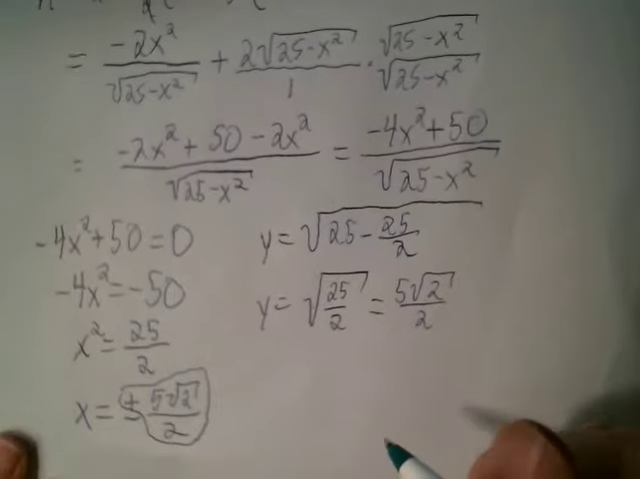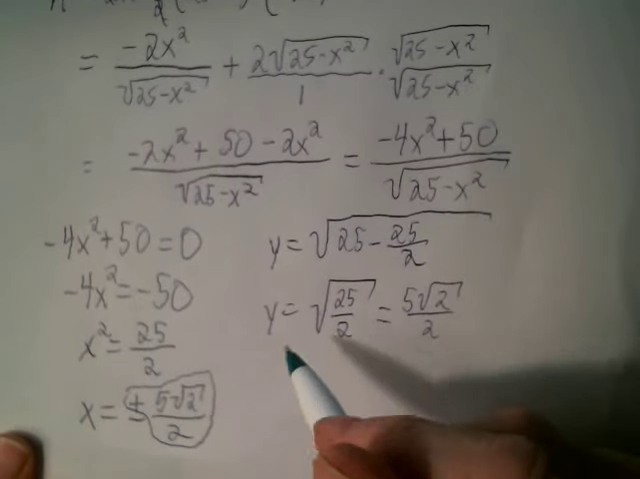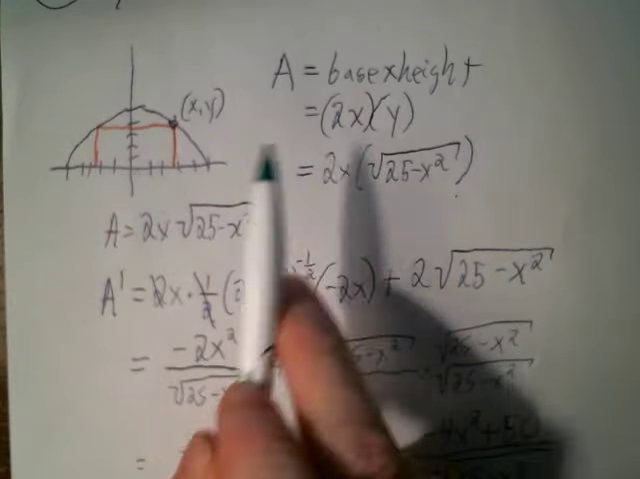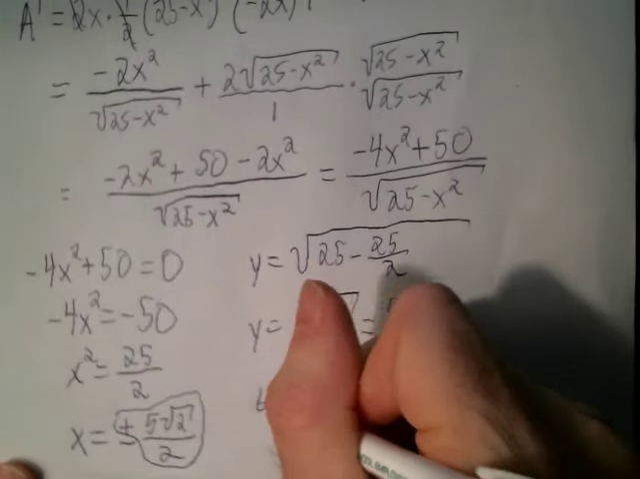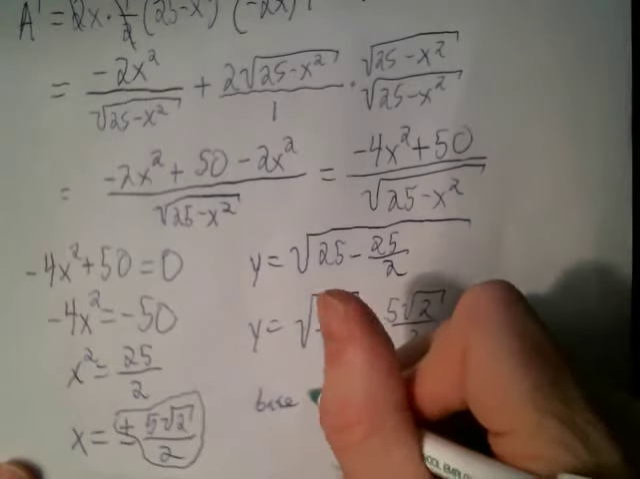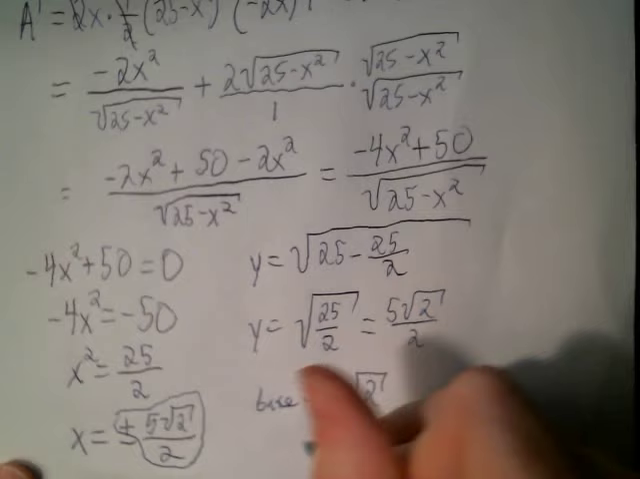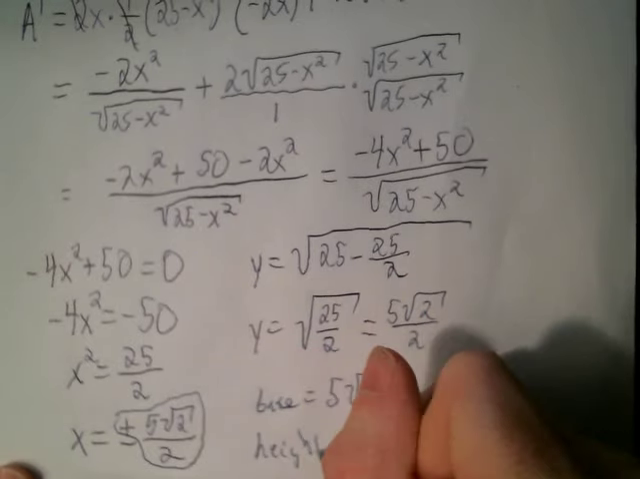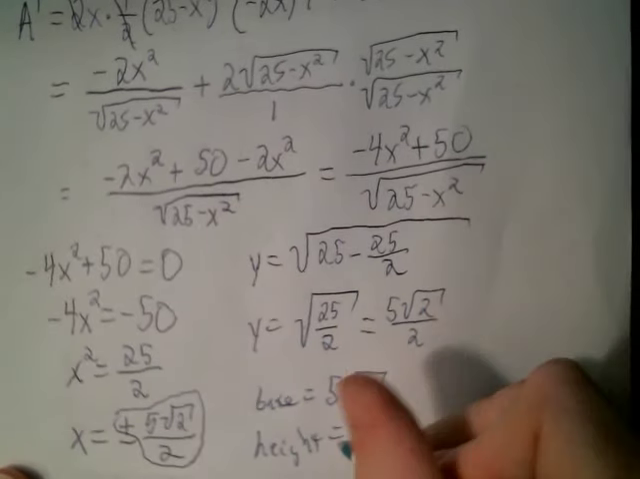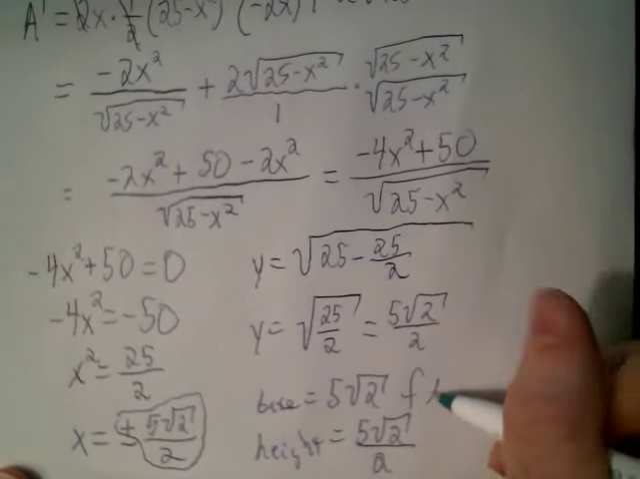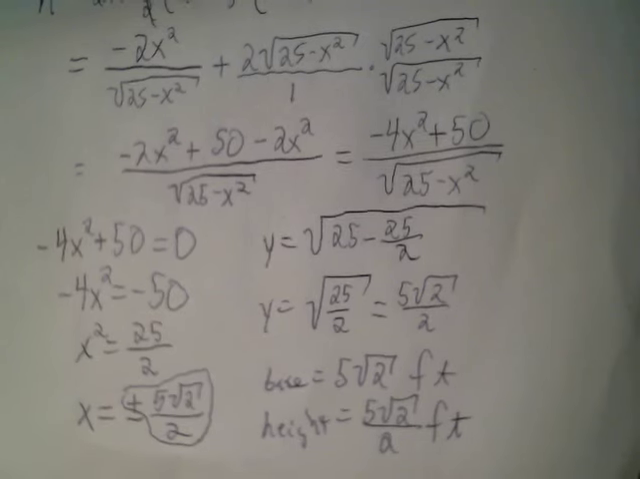Okay, so for the dimensions of the box, you want to be a little careful because the rectangle's base is actually 2 times x, if you remember. So the base is going to be 2 times this thing, so 5 root 2, and then the height is just y, so that'll be 5 root 2 over 2. And these answers are in feet.